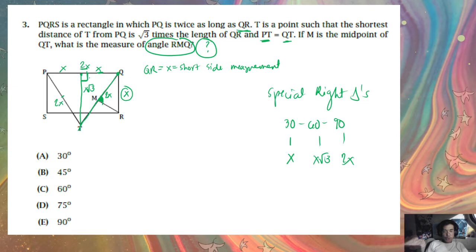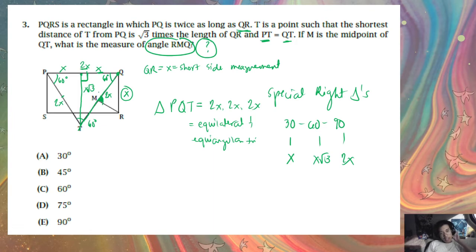So therefore, what type of triangle do we have here? Triangle BQT has sides 2x, 2x, and 2x. Therefore, it's an equilateral and an equiangular triangle. Now, if it's equilateral and equiangular, the angle measurements of these vertices are 60, 60, and 60. And if this is 60 degrees, the angle adjacent to it, or the complement of 60, is going to give us 30 degrees, right?